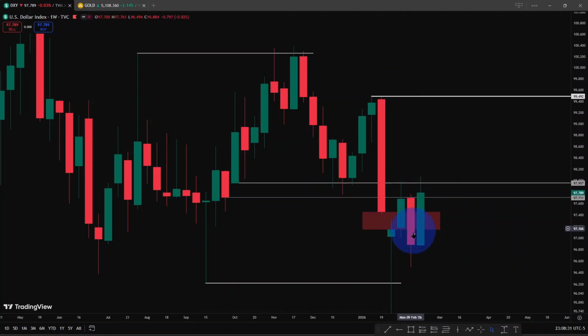This last down candle prior to the run through this high here, and you can see the bodies of the candle close through this level. So we have a bullish order block here on the weekly time frame, and I'm thinking that markets are likely to engage buy side liquidity here.